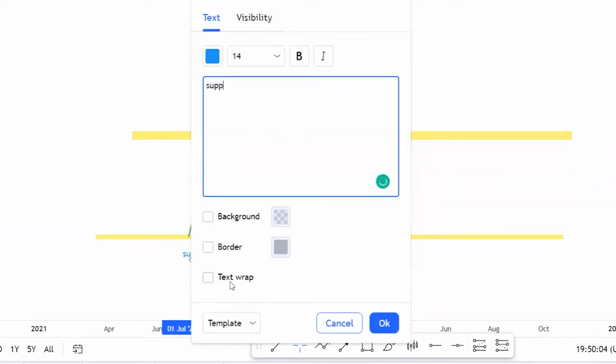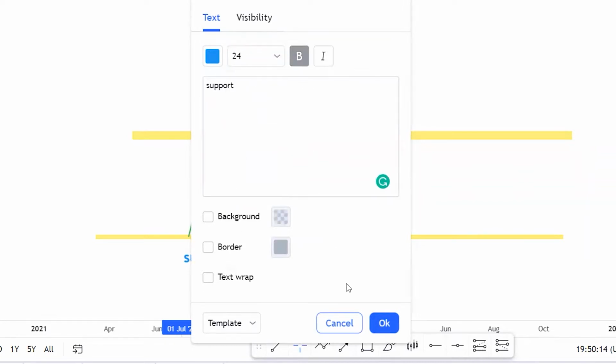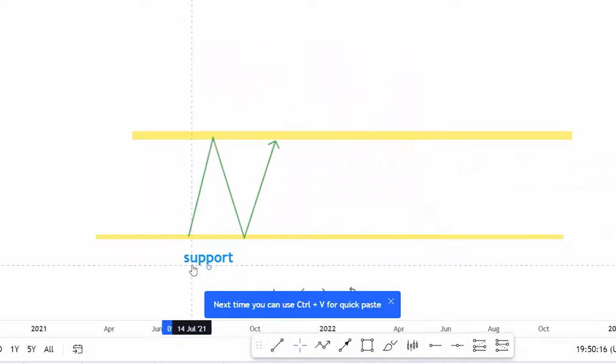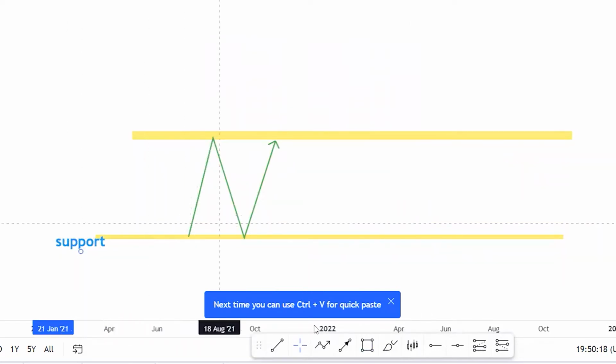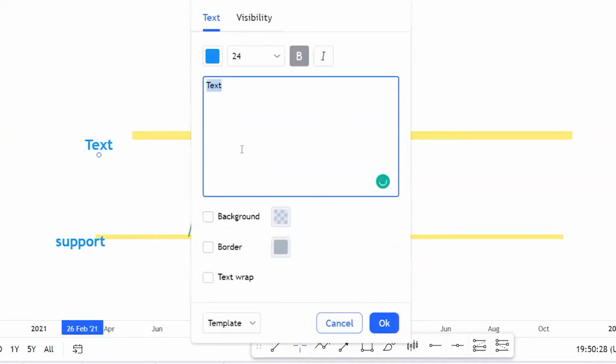So this is a support, and then let's change the font, make it 24, and maybe make it bold so that it can be visible. So this is a support, and then there's a resistance. So we buy at support, we sell at what? We sell at the resistance. So let's take this text tool, and then let's just say resistance.